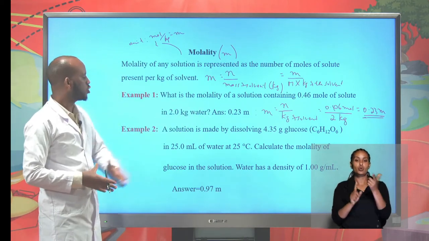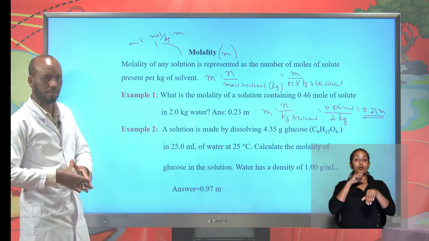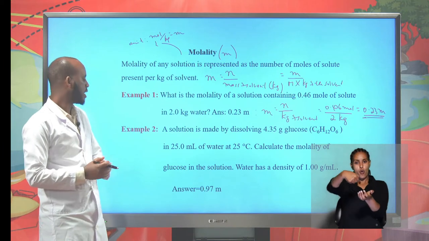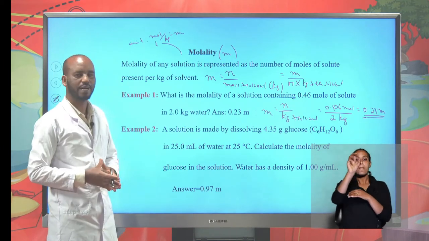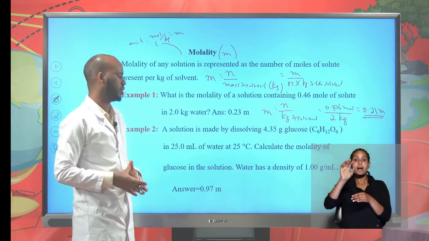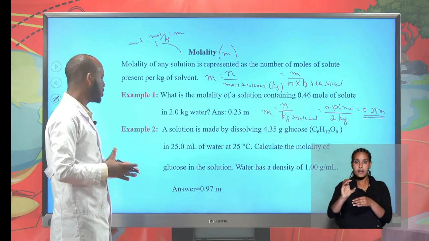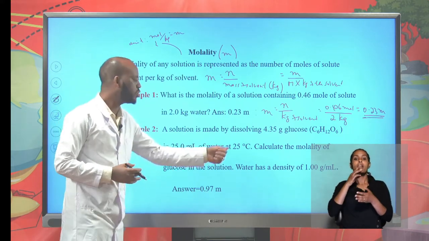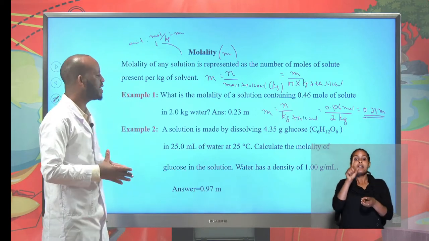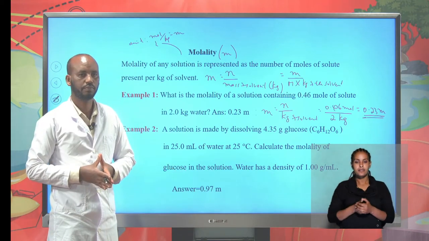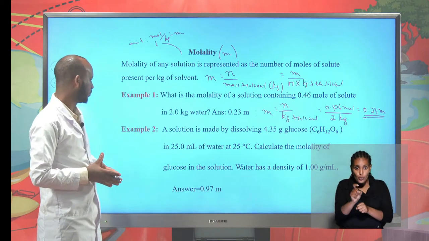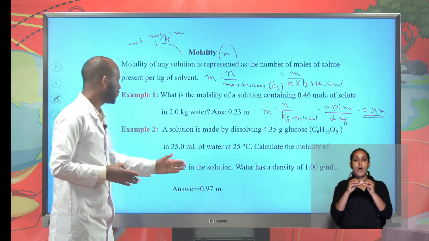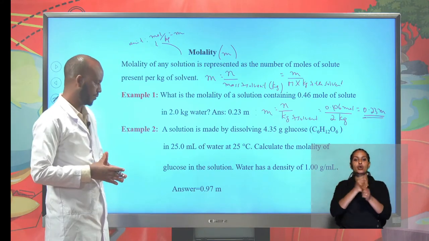Example 2. A solution is made by dissolving 4.35 grams of glucose in 25 milliliters of water at 25 degrees centigrade. Calculate the molality of glucose in the solution. Water has a density of 1 gram per milliliter. What do you do? You are asked to calculate molality of this solution.